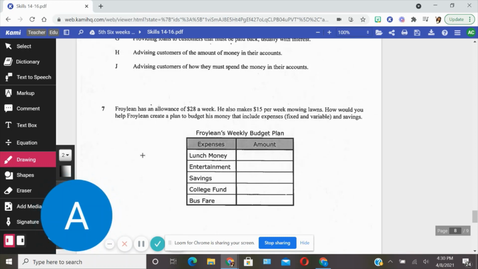Number 7 says, Froylene has an allowance of $28 a week. He also makes $15 per week mowing lawns. How would you help Froylene create a plan to budget this money? That includes expenses, fixed and variable, and savings. So here you guys are going to calculate how much he makes. He makes $28 in 1 week, but also $15 in that week as well. So you can simply do 28 plus 15. Once you get that total, I want you to try to see if you can create a weekly budget plan for him. Remember, it cannot exceed that total.